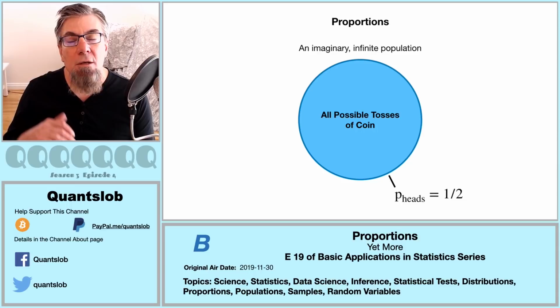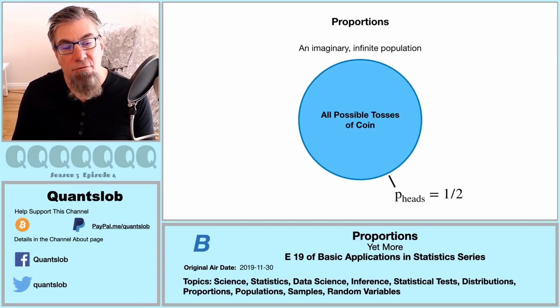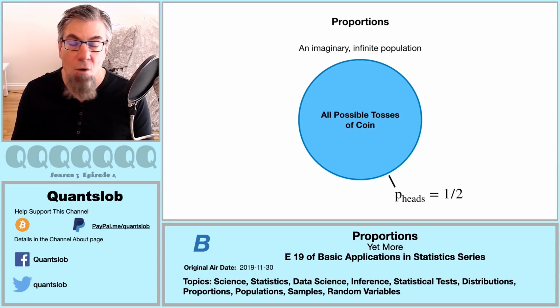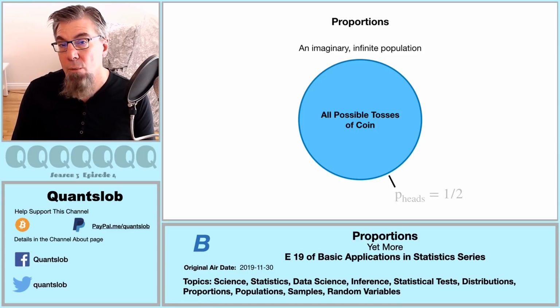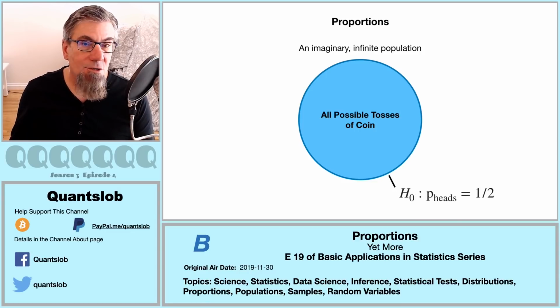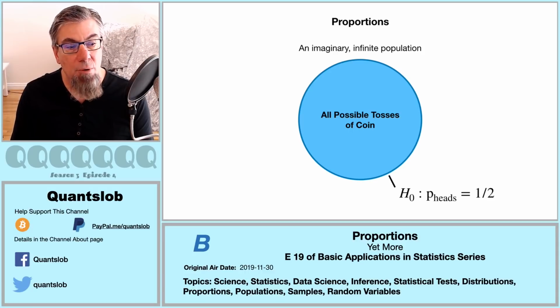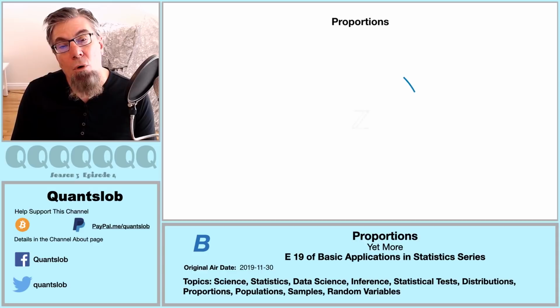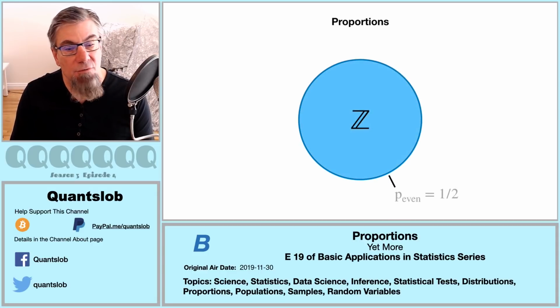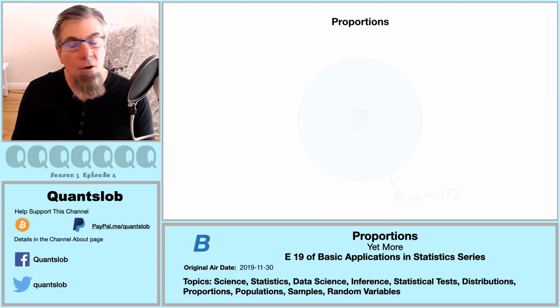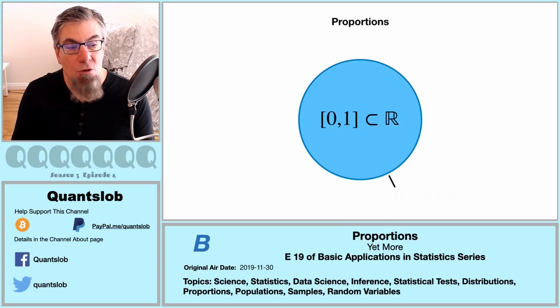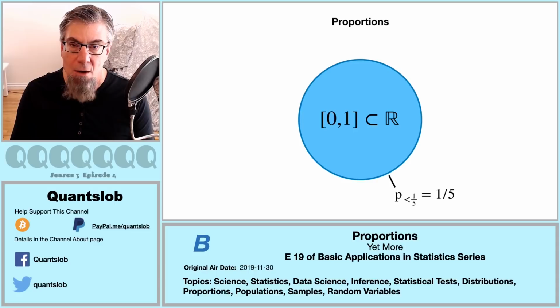For one thing, we can simply define a proportion value within an infinite population, and we've already done this plenty of times on Quantslob. Or we can conjecture or hypothesize a proportion value within an infinite population. No problem. Moreover, using commonly established properties of numbers, we're allowed to assert things like the proportion of even integers within the collection of all integers is 1/2, or that the proportion of real numbers in the unit interval that are less than 1/5 is 1/5. Not at all an issue.